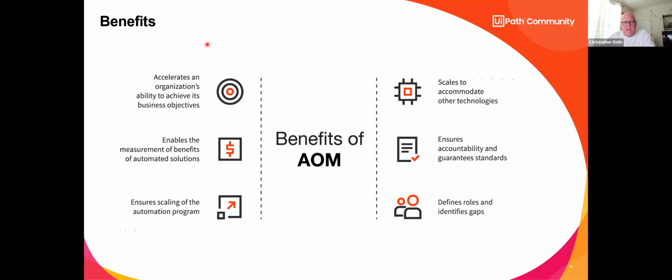It enables the management of benefits and of automated solutions. And when I first started building, we did this whole closing process in an ERP system. Back then, it was PeopleSoft. We had no metrics. We had no guideline of how much it was saving. So an operating model helps us to set those up, key performance indicators, things like that.